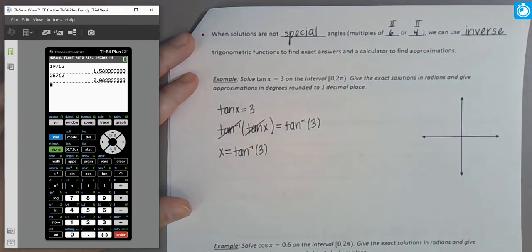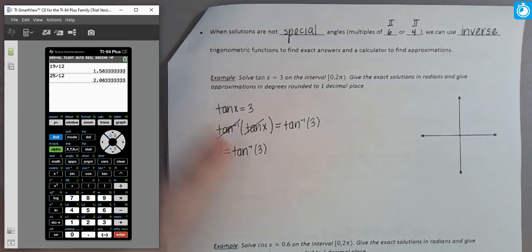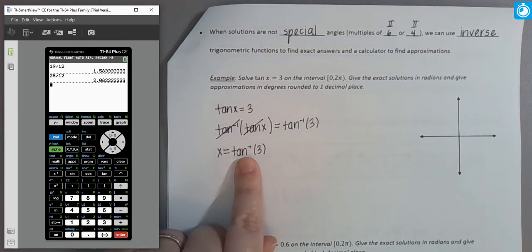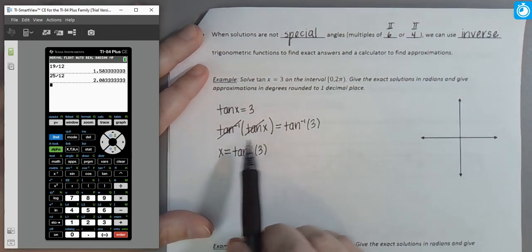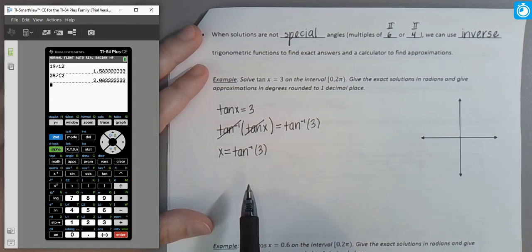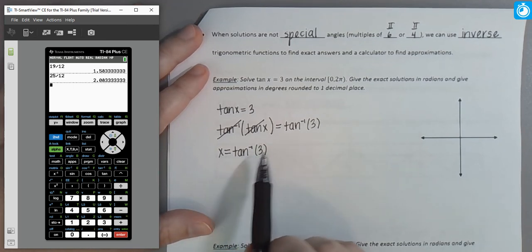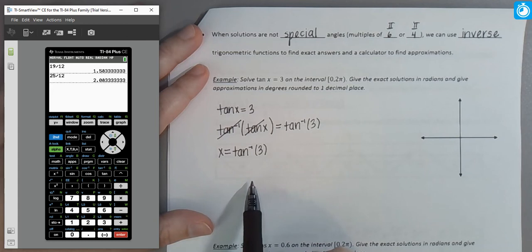Now, if you'll remember, we solved a tangent equation on the first page and we ended up with two solutions. This is only one solution. So what's the other solution going to be? Well, it's going to be helpful to remember what tangent inverse means, or more specifically, what kind of angle the inverse tangent of 3 is going to correspond to.